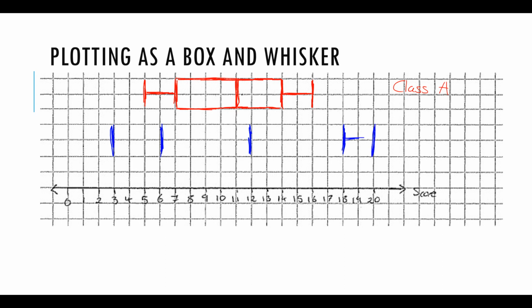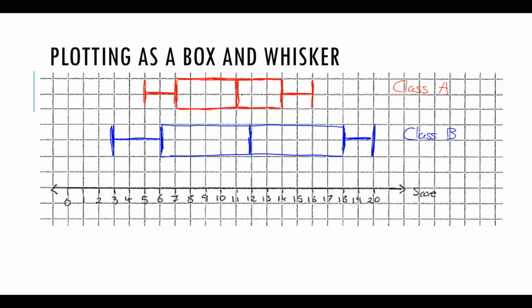Once again, the whiskers join the quartiles to the extremes, and then the quartiles themselves are joined up by the box, like so. And then, once again, we just label which class this was off to the side so people can read it easily. Okay, so other important features of a box and whisker plot.